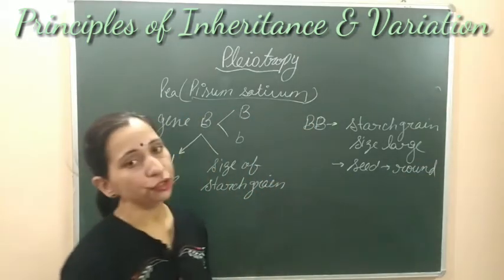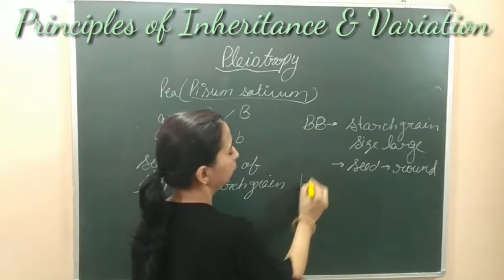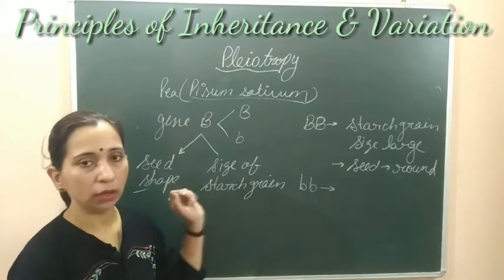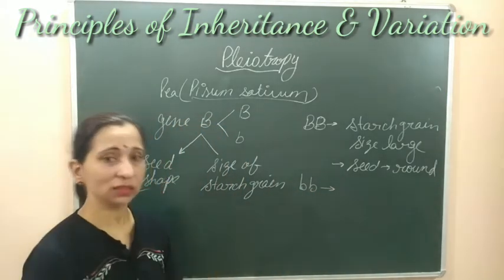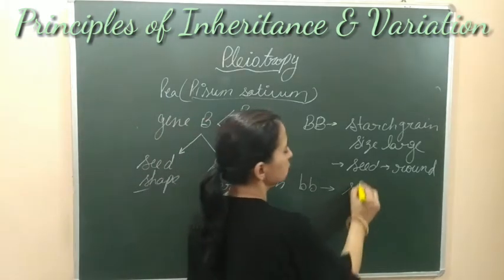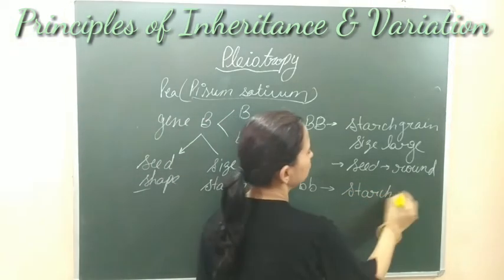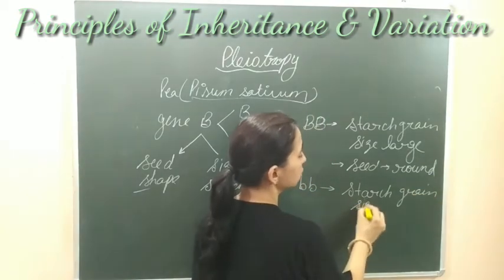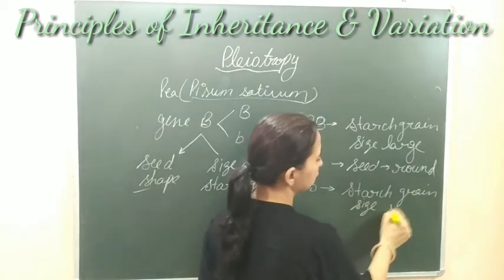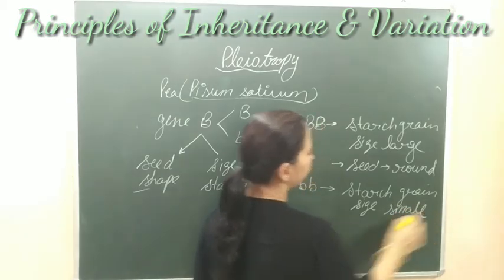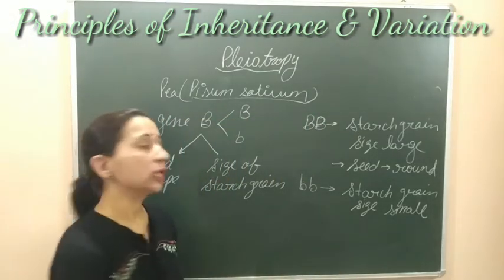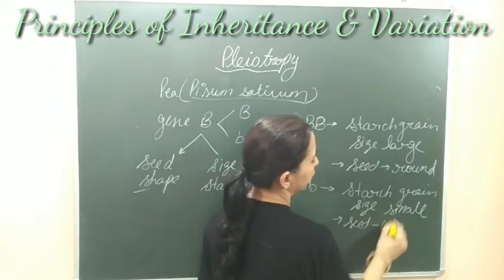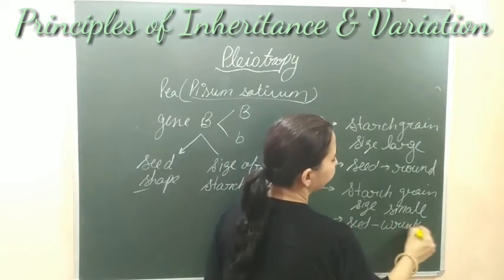Another condition which is possible here is the bb condition, when the defective alleles come together. In this condition, the starch grain size will be small. It will not form the large size, it will form small size starch grains, and at maturity this type of plant will form the seed, and the seed will be wrinkled. Seed shape will be wrinkled.